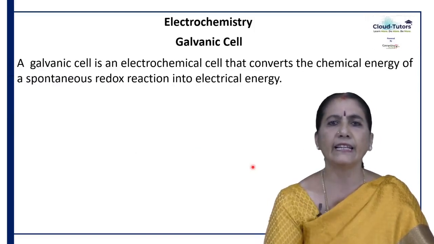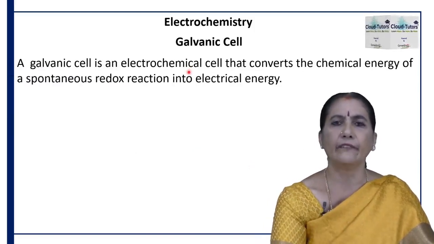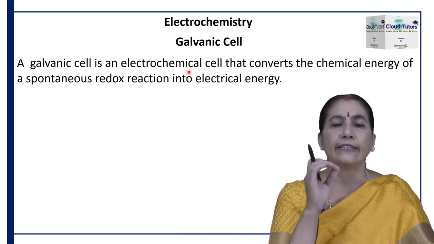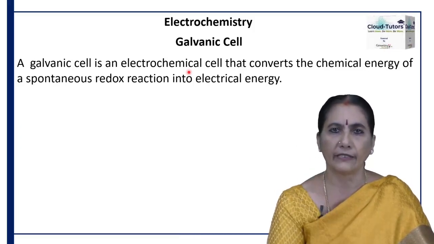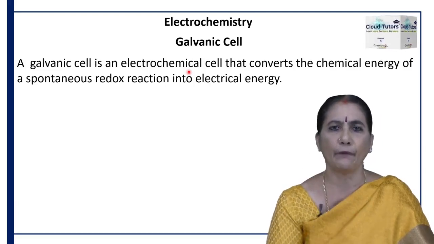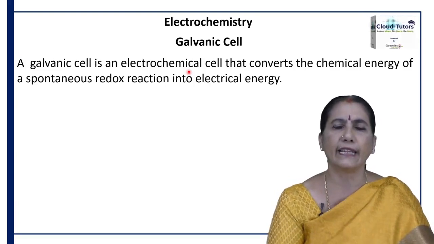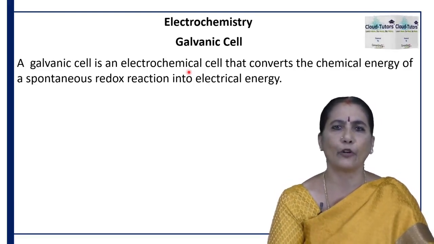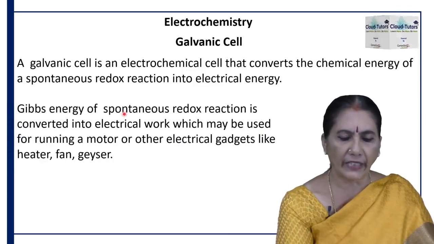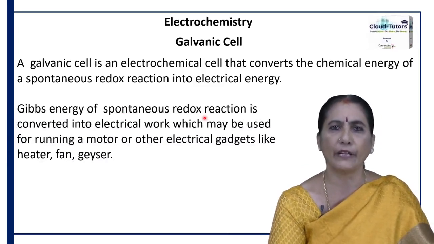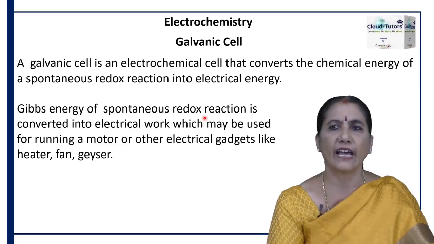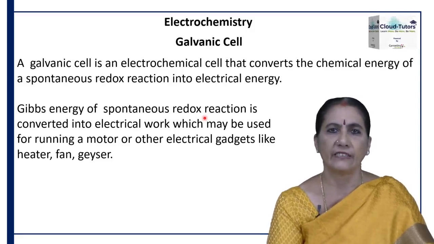A galvanic cell is an electrochemical cell that converts the chemical energy of a spontaneous redox reaction into electrical energy. The definitions are very, very important, so let me repeat once again. A galvanic cell is an electrochemical cell that converts chemical energy of a spontaneous redox reaction into electrical energy. Whenever spontaneous redox reactions happen, they involve certain changes which are referred to as Gibbs energy change.